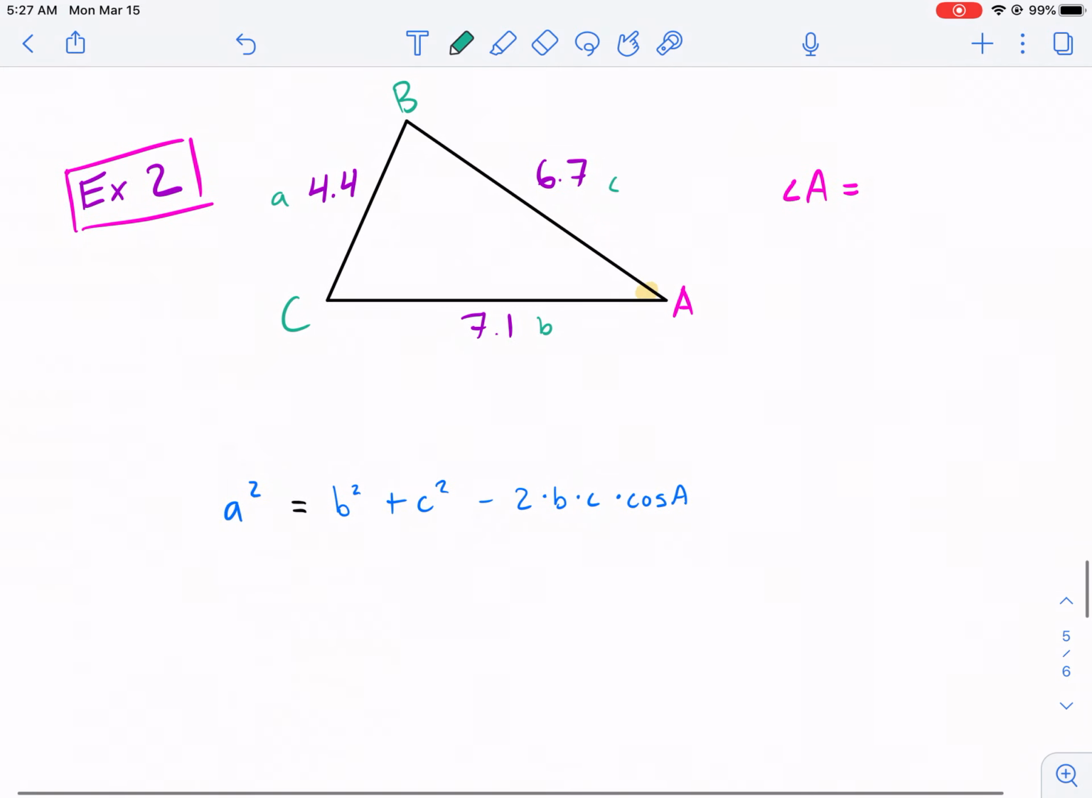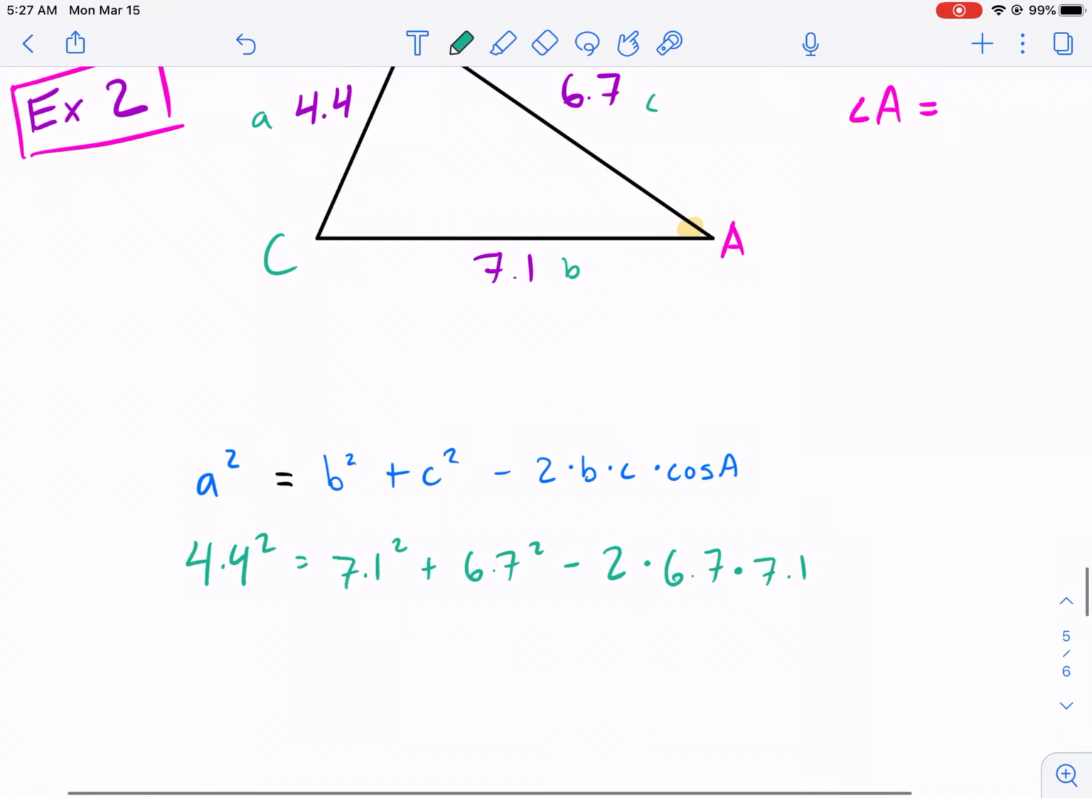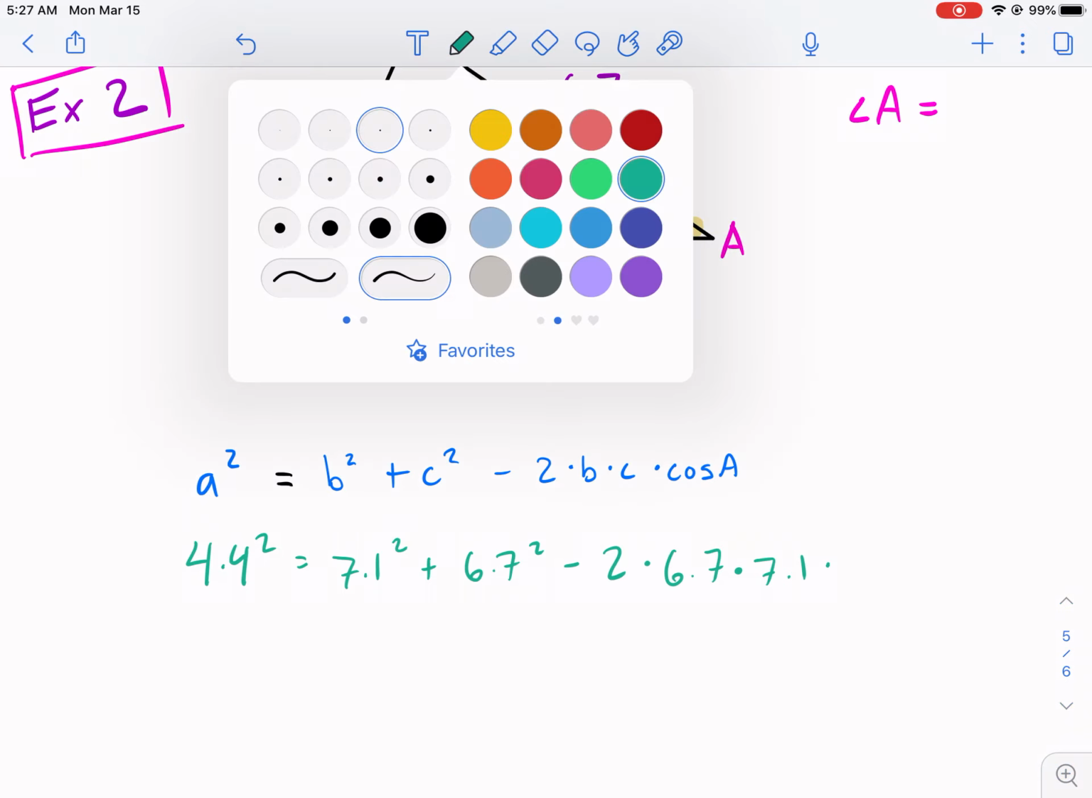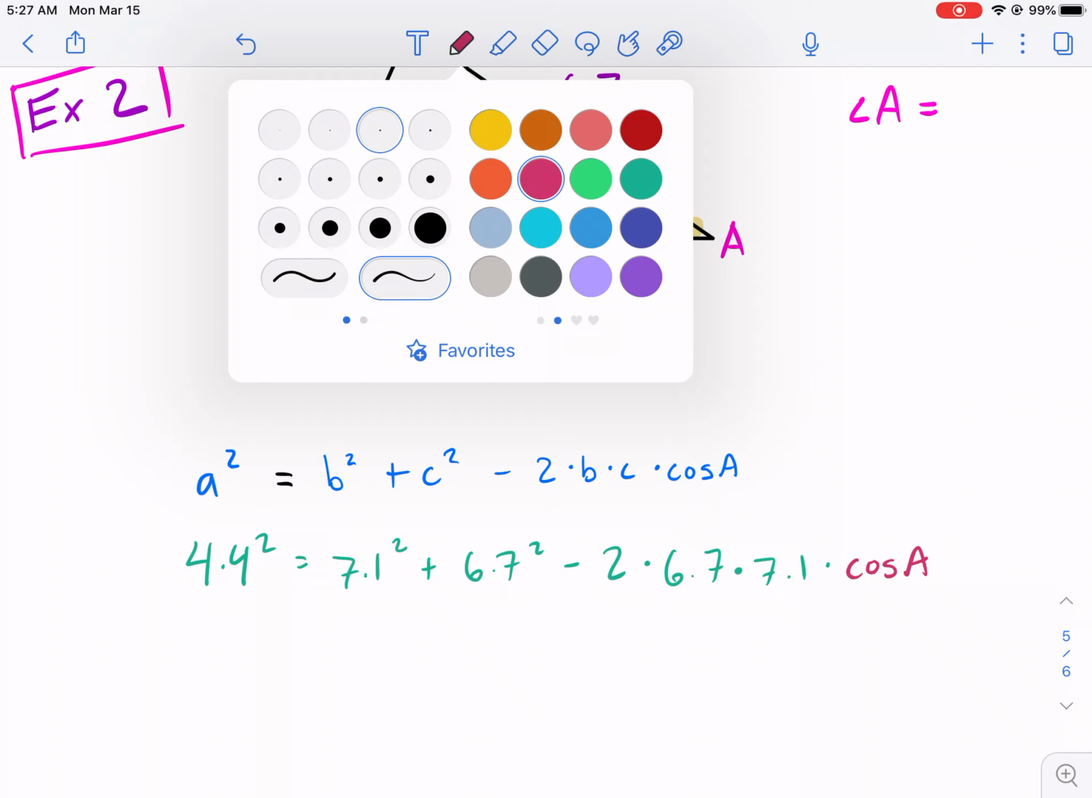So first we need to plug in, step 2. Here we know A this time. A is going to be 4.4 squared equals B squared, 7.1 squared, plus C squared, 6.7 squared, minus 2 times, it doesn't matter which order I have, 6.7 times 7.1. Don't get confused with the decimals here. Just make sure it's obvious which one is multiplication. And then lastly, we multiply it by cosine of A. And you'll notice this time we're trying to find cosine of A. So cosine of A is the one we are looking for. I'm going to keep that in a different color, and then we're going to work on everything else.